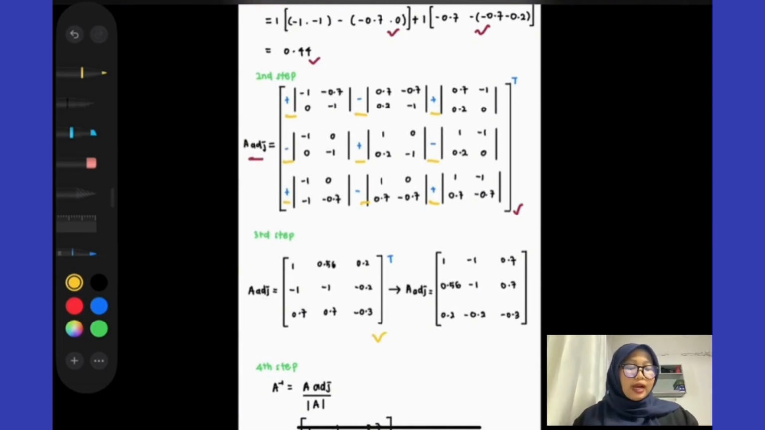This is not the final answer of A adjoint. You need to transpose it. To transpose, we just need to change all the rows to columns, and the columns to rows. And the final answer of A adjoint is like this.